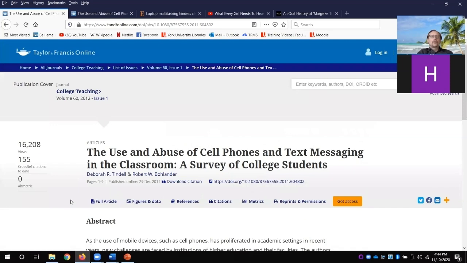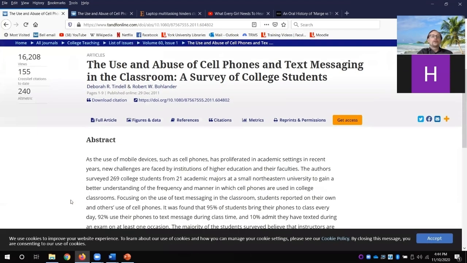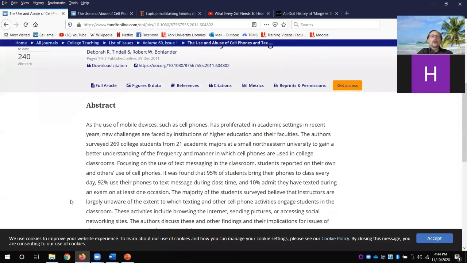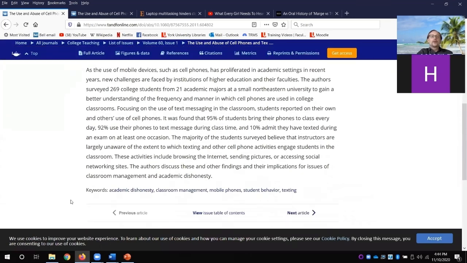The use and abuse of cell phones and text messaging in the classroom, a survey of college students. Okay, I looked through this, I read the abstract, and this is fine. This is a totally acceptable piece of research. This article here is an authoritative source.